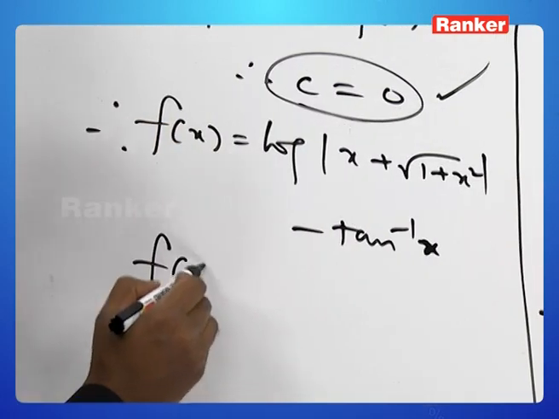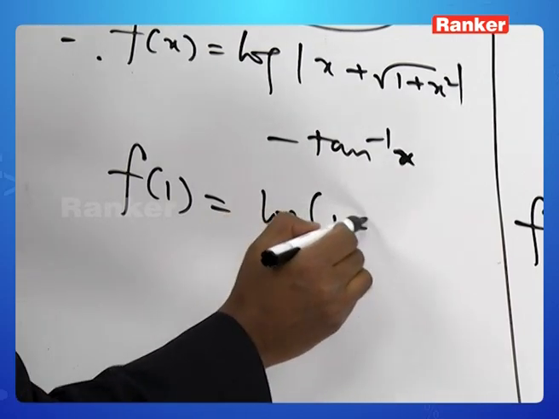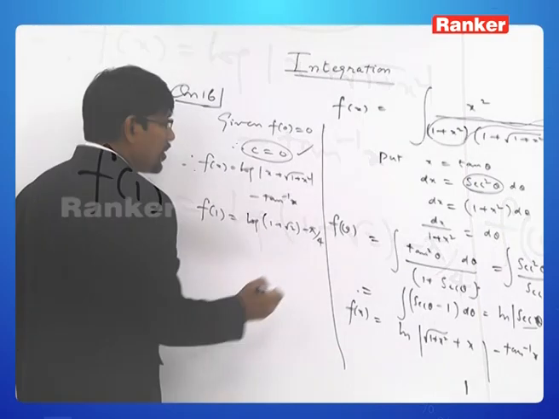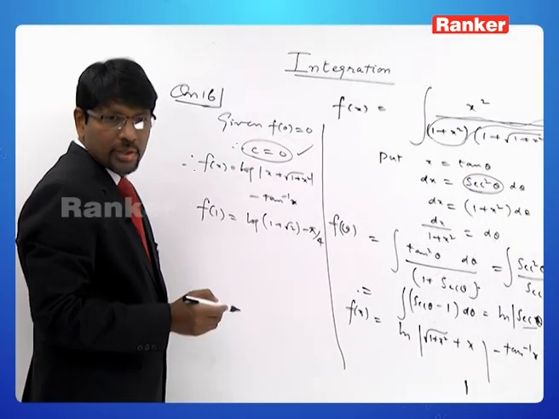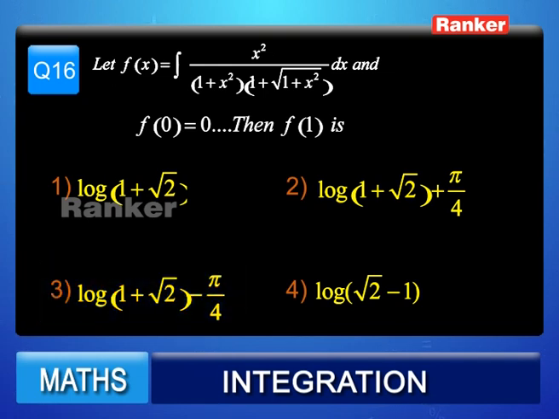Now clearly f of 1, I put x equal to 1, so log of 1 plus root 2 minus tan inverse of 1 is pi by 4, so pi by 4. So clearly it is seen in option 3. So option 3 is the right answer.